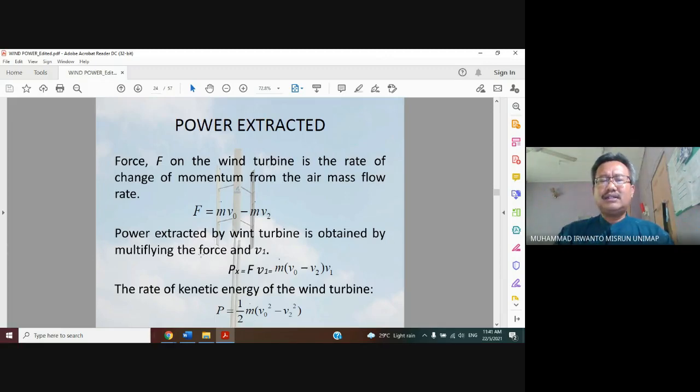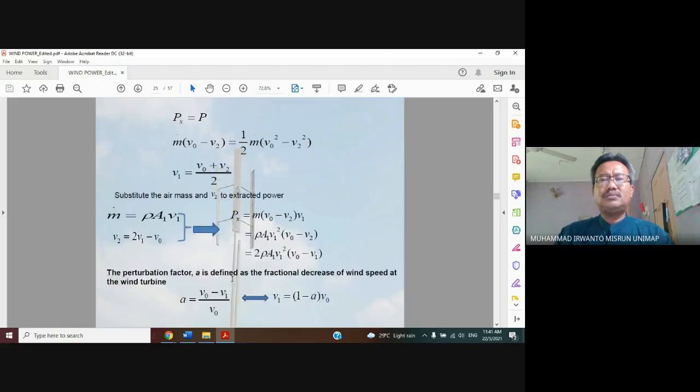So we can write that Px is equal to P. So m dot multiplied by V0 minus V2 times V1 equals 1 over 2 m dot multiplied by V0 power 2 minus V2 power 2. It is the same.